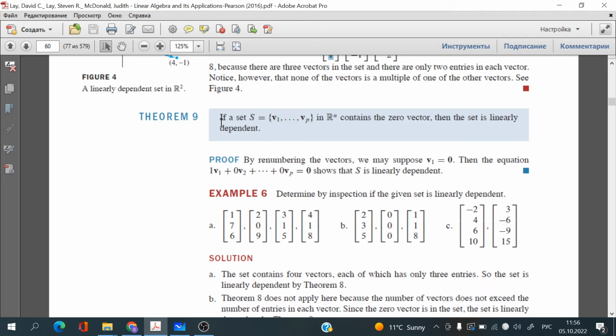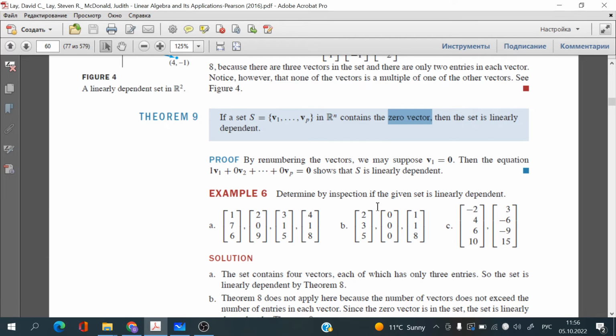Theorem number 9. If a set S with the vectors v1, ..., vp in Rn contains the zero vector, then the set is linearly dependent. This is like a third indication of linear dependency.